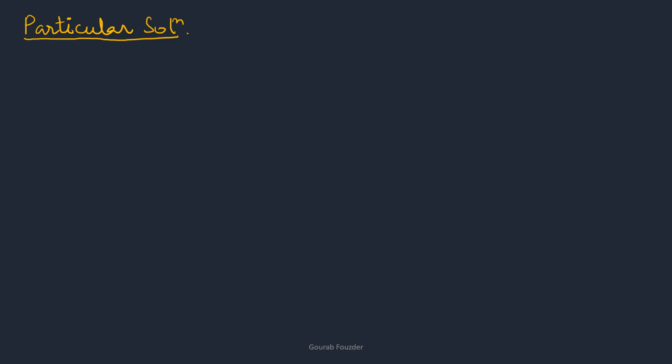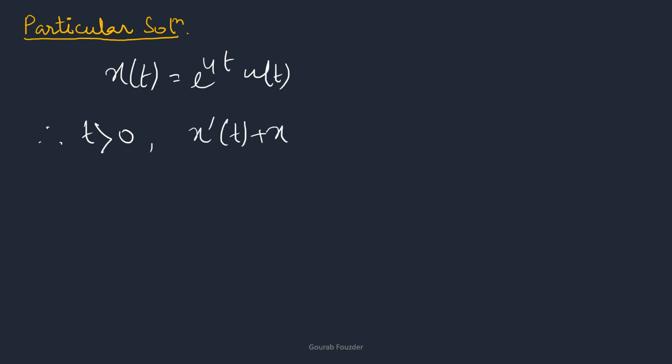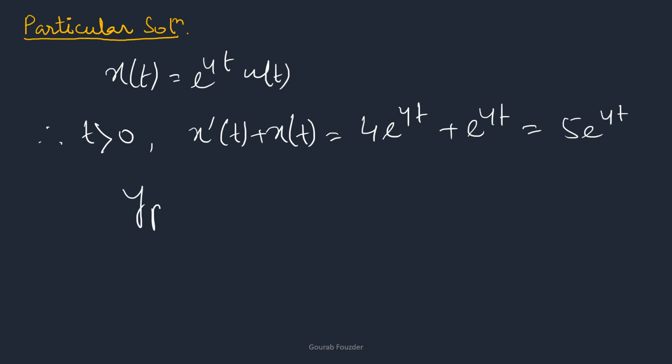Now let us find the particular solution. So we have given the input x(t) equal to e to the power 4t into u(t). So for t greater than 0, we have x prime t plus x(t) is equal to 4 e to the power 4t plus e to the power 4t, and this implies 5 e to the power 4t, right? So we search for a particular solution of the form yp(t) is equal to b into e to the power 4t for t greater than 0, and this is our equation number 4.